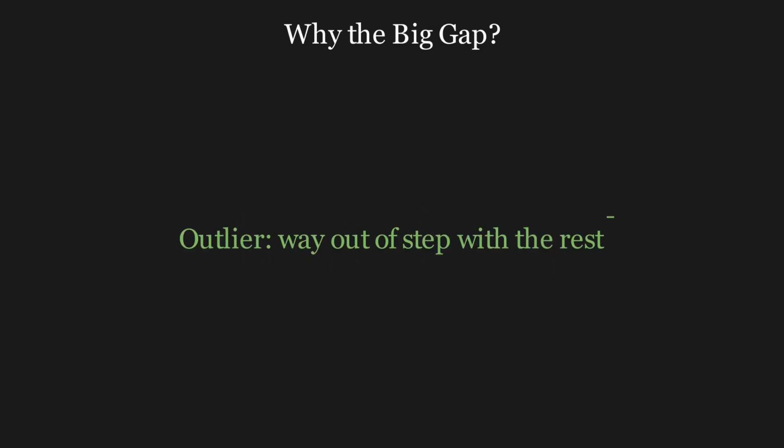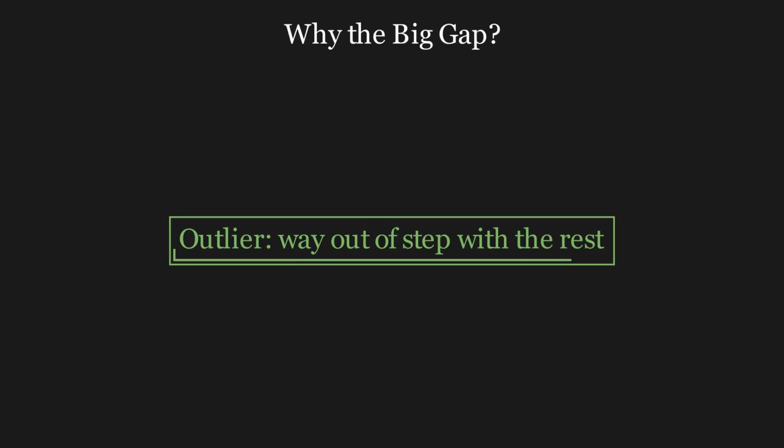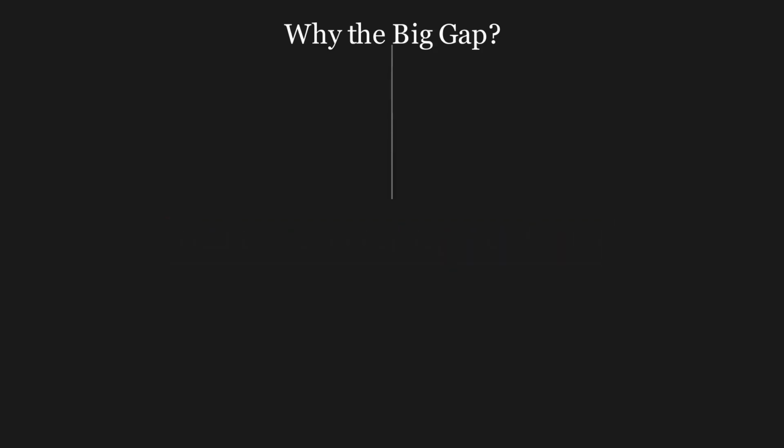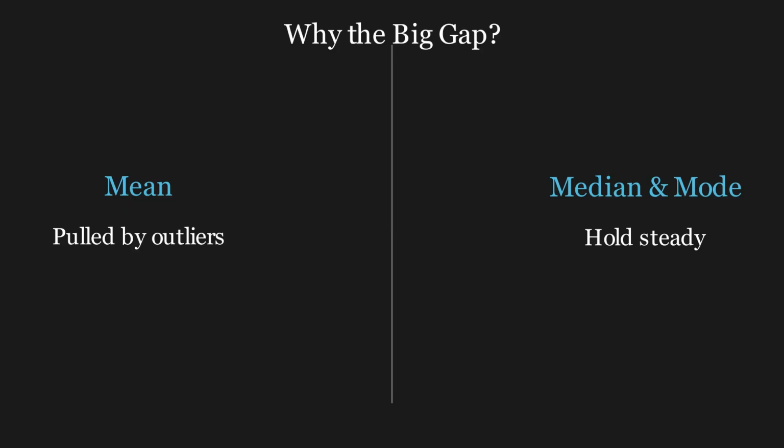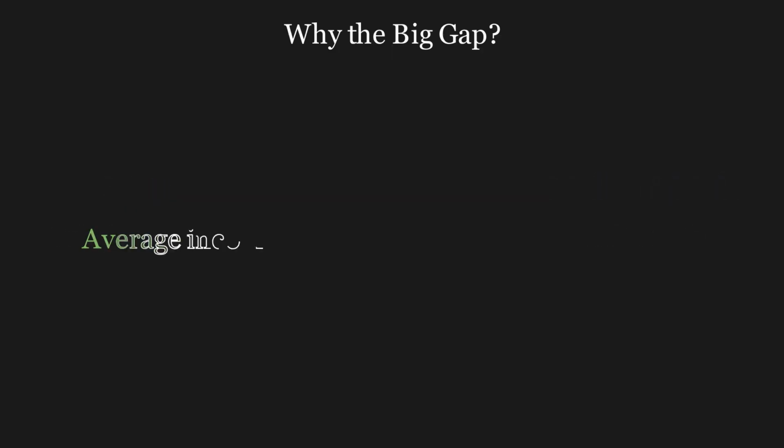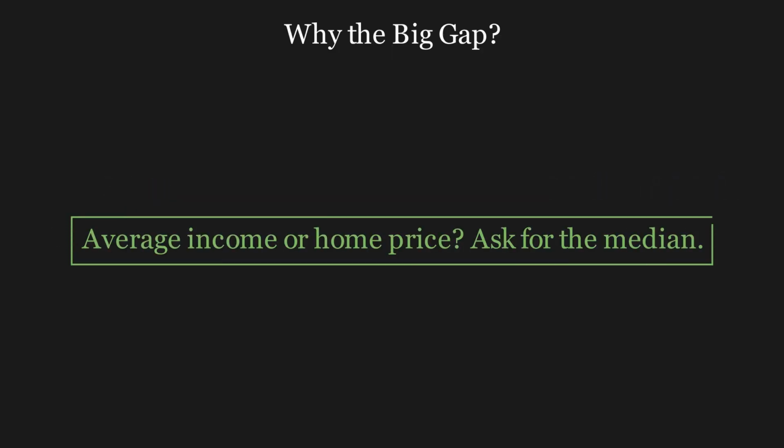That one runaway number is called an outlier, a value way out of step with the rest of the group. That's the whole insight. The mean gets pulled around by outliers. But the median and mode hold steady. That's why when someone mentions average income or average home price, you'll often hear people ask for the median instead. A handful of billionaires or mansions can drag a mean sky high, but they can't do much to a median.